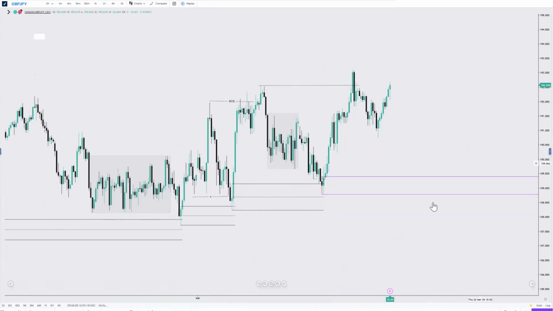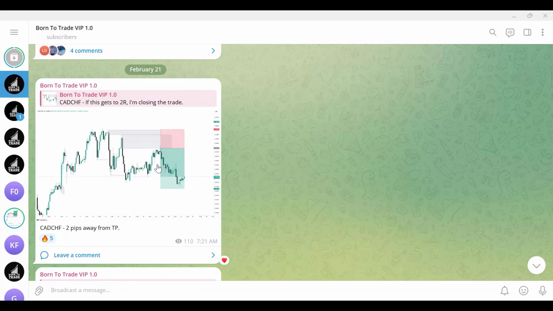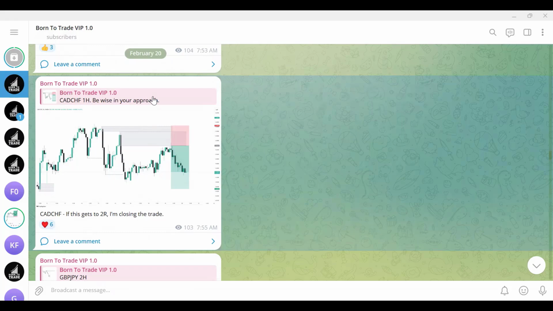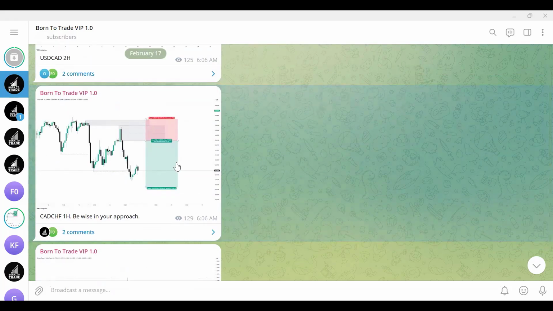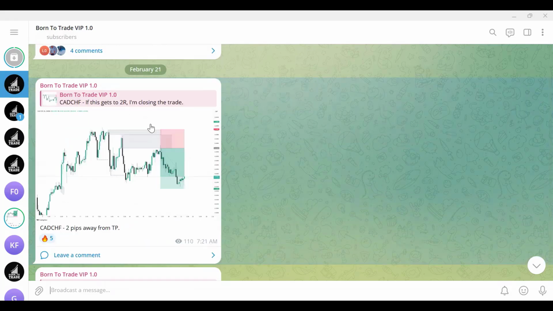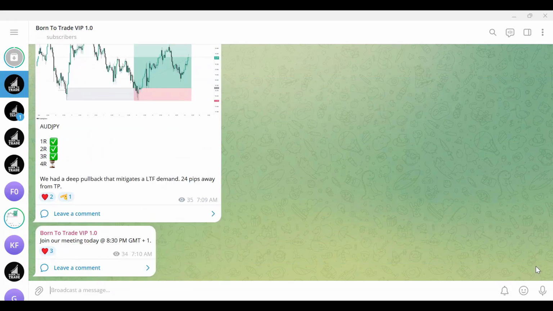Let me show you another example. The next one is going to be this particular one on CAD CHF. This is the setup, and this was when the setup was shared. So this particular setup was shared on the 17th. This was around the 21st when price got to our target.